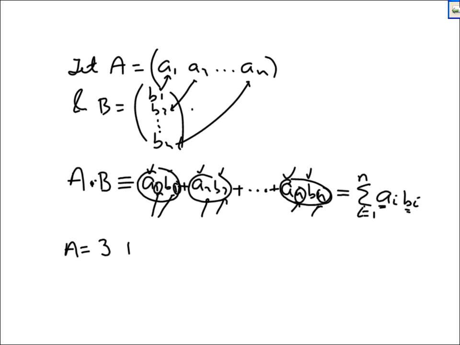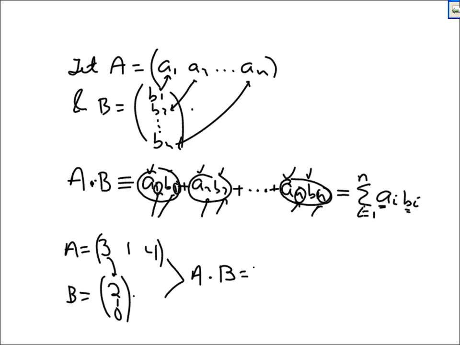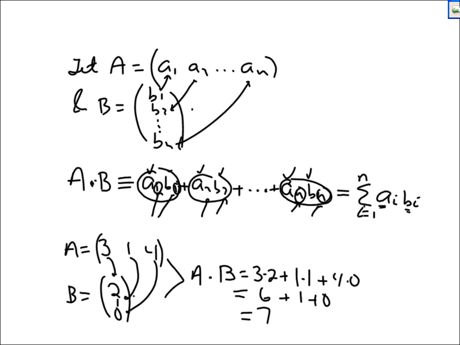So if A is 3, 1, 4 and B is 2, 1, 0, the dot product will naturally be 7. The dot product will be the number 7. Why? Because 3 times 2 is 6, plus 1 times 1 is 1, and 6 plus 1 is 7, and 4 times 0 is 0. So you get 6 plus 1 plus 0, also known as 7. That's the dot product.